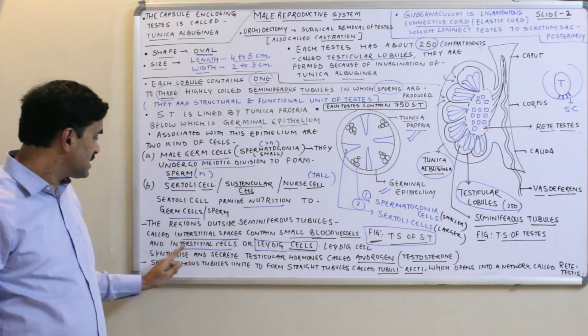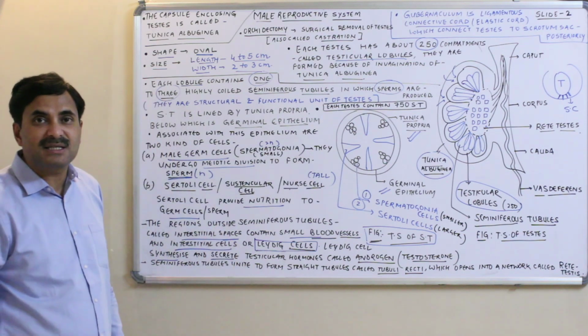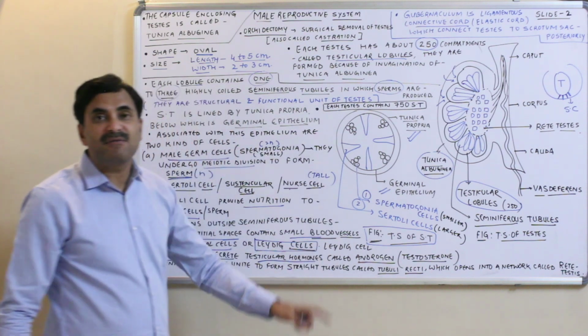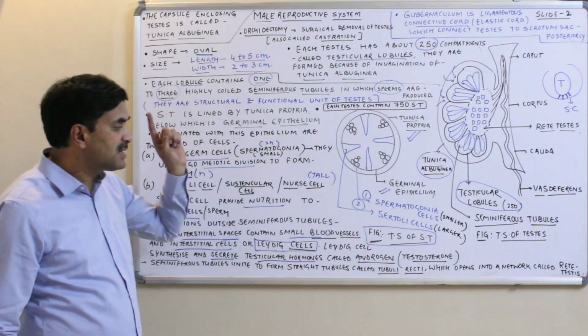And these Leydig cells are very important because they synthesize and secrete the testicular hormone known as androgen. And we know very well the principal androgen is testosterone, which controls all the secondary sexual characteristics in males.